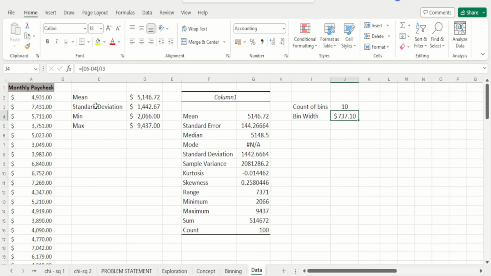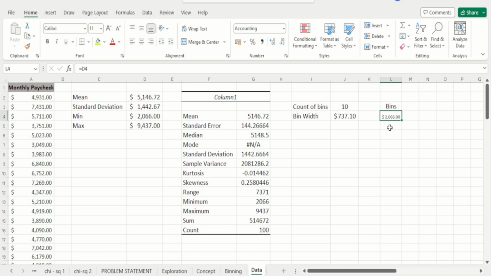Our bin width is 737.10. Okay. All right. So why did we calculate this? We calculated this because the next step for us is to generate the bins, or the different class intervals. So let's begin. On this one, let's just call it bins. All right. And what's going to be our first bin? Our first bin is going to be the minimum value, and that's 2067.